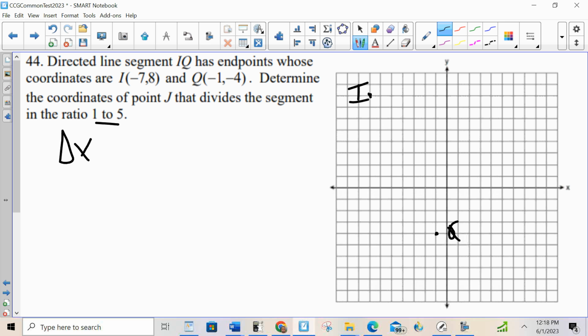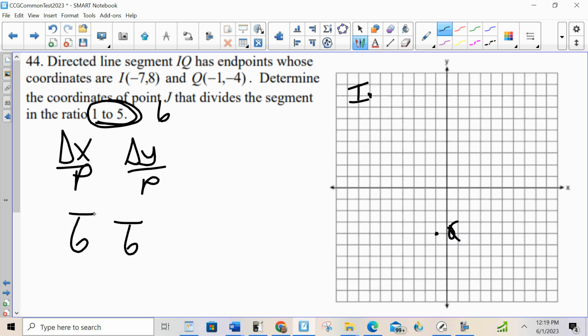Start with delta x over p and delta y over p. P is the total number of partitions, so if it's being cut in a ratio of 1 to 5, we add those. P is 6. The delta x, I count: 1, 2, 3, 4, 5, 6. Delta y: 1, 2, 3, 4, 5, 6, 7, 8, 9, 10, 11, 12.